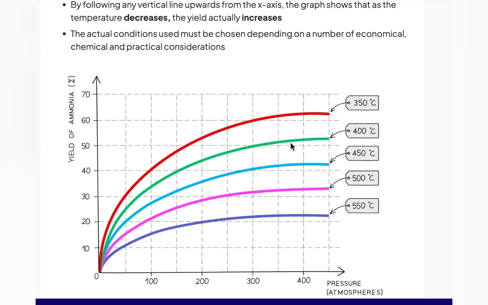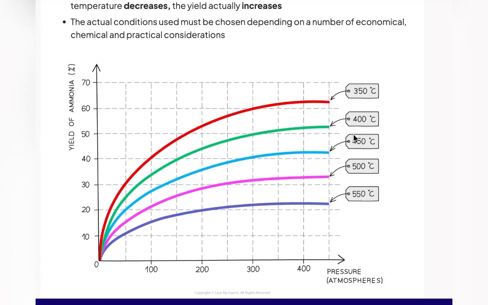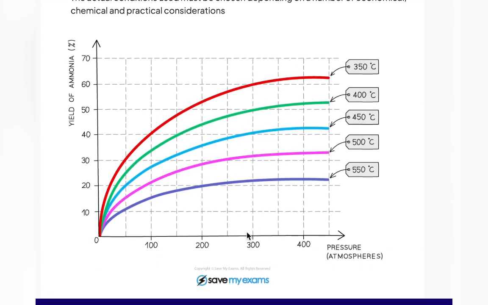Here, you reduce the temperature, the yield is good, but the reaction is much slower. You reduce to 330, the yield is super, because you get over 60%, but the reaction is very slow. So we have to look at all this. We also have to look at pressure. When we increase pressure, we also increase the yield.